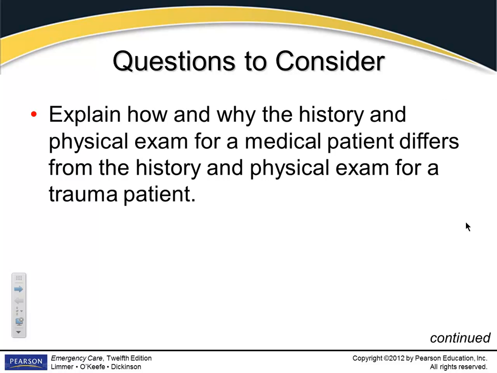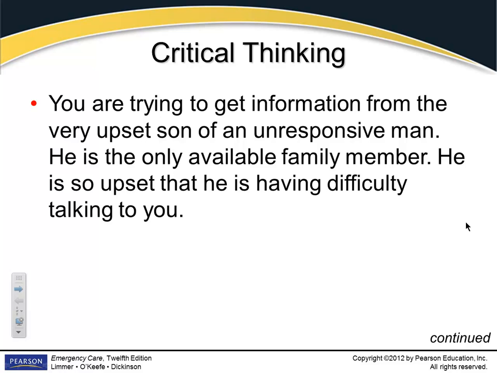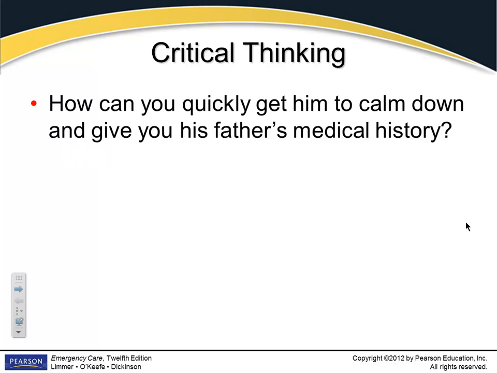Explain how long the history. Okay, you're trying to get information from a very upset son of an unresponsive man. His father's unresponsive, the son's really upset. He's the only available family member, but he's so upset he just can't hardly talk to you. So you can picture this. How can you quickly get him to calm down and give you his father's medical history? Yeah, get him out of that site to lower his stress level. Get one-on-one with him and say, in order for me to help your dad, I need you to calm down and give me some information. That usually works.